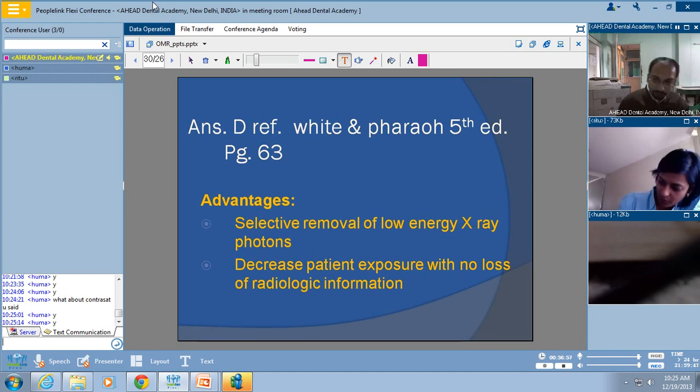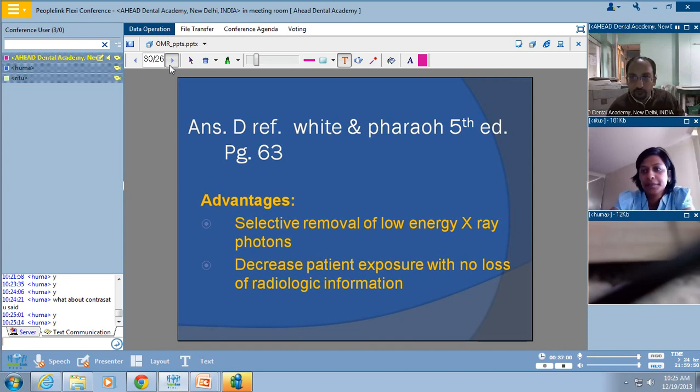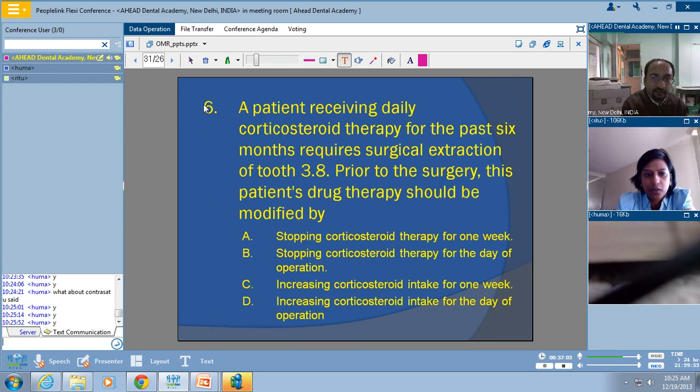Okay. Now, sixth question. A patient receiving daily corticosteroid therapy, supposedly he is taking daily corticosteroid for the past 6 months, he requires a surgical extraction of the tooth 3.8. Prior to surgery, this patient's drug therapy should be modified by it. So, I think all of you have looked at these four choices. Which do you think is the best answer?